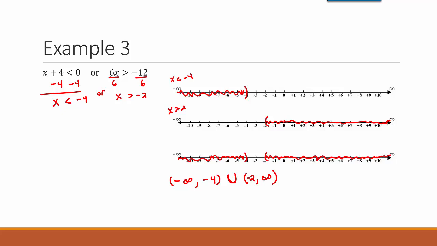So remember, when we're writing in interval notation, we're reading from left to right. That's important. Okay? So if you have a break in the graph when you write your interval notation, you need to use the union symbol to connect those.